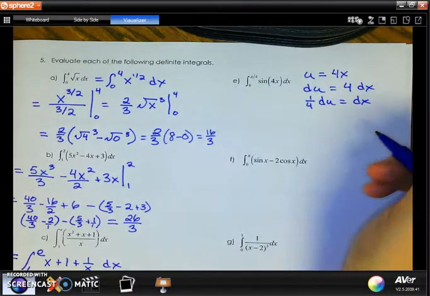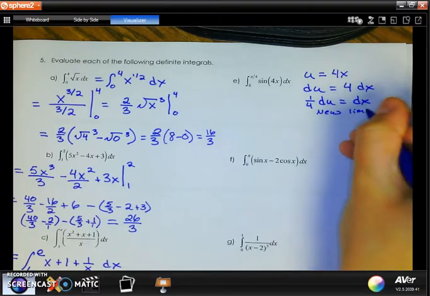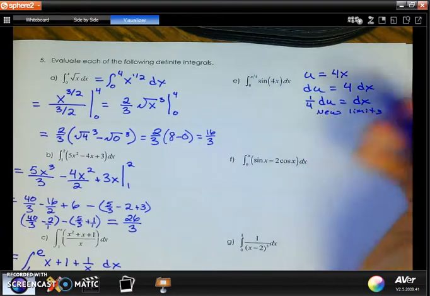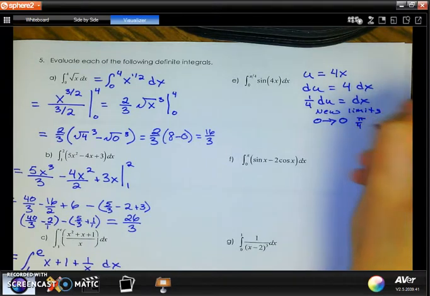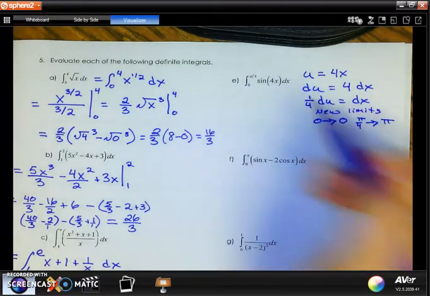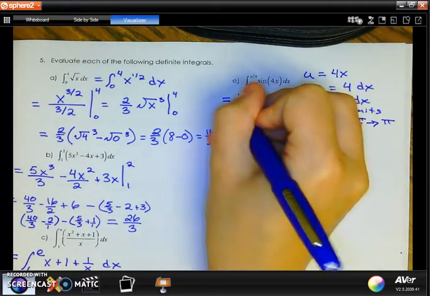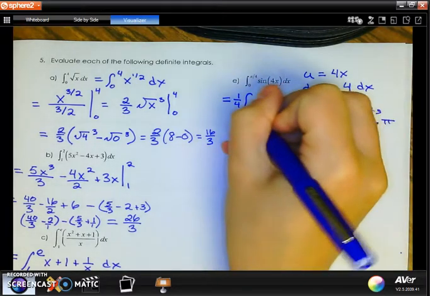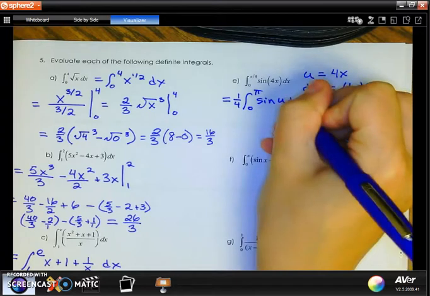Also, I need to adjust my limits. I'm going to figure out my new limits by taking the old ones and plugging them into u. I was at 0. When I plug 0 into u, 0 times 4 is 0, so that stays the same. But when I plug in pi over 4, pi over 4 times 4 is pi. Now I'm going to use all that to rewrite this. So this is mathematically equivalent to 1/4 of the integral from 0 to pi this time of sine of u du.